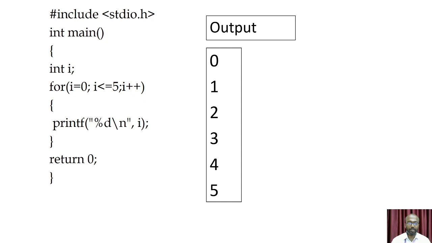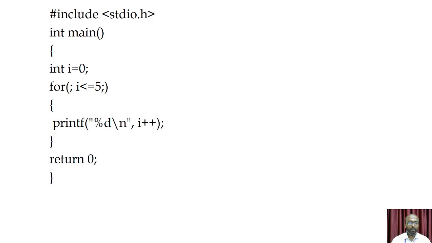The same program can also be written in a different way. Now let's discuss the same program. Here I have initialized the variable i in the declaration itself. So int i = 0. And in the for loop I have just given the condition, and the initialization and increment or decrement part is left empty. So this is also valid.